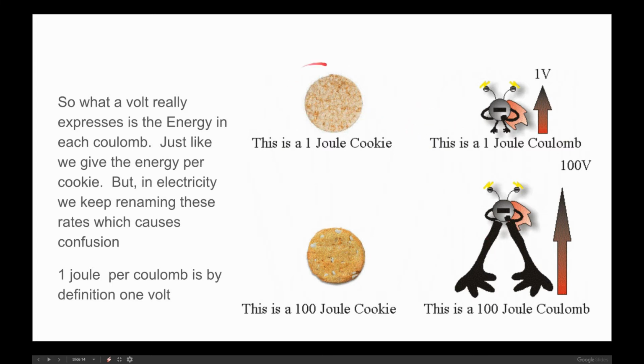The difference is the 1 joule cookie is made up of millions of tiny fragments of flour and sugar. This joule is not in 1 electron, but in a gigantic gazillion of them.